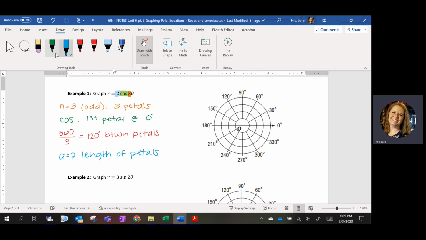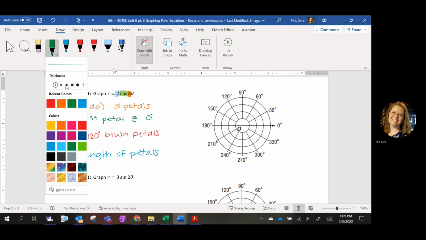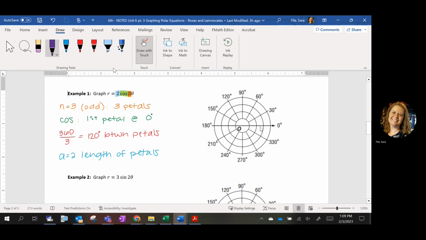All right. So when I go to graph this, start at 0 degrees at 2 units out. That's the tip of the first petal. And I'm going to rotate 120 degrees. That will be the tip of the second petal. And I'm going to rotate 120 degrees. And that will be the tip of the third petal. Okay, and then of course there's the center, the pole.